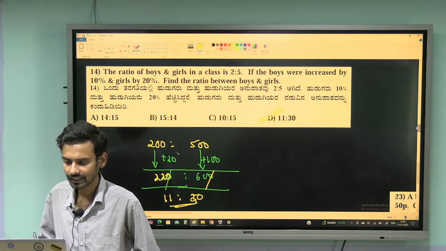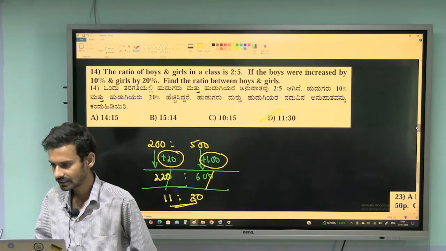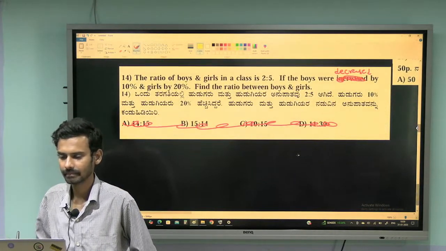This is also the case of increasing itself. But now I have changed the question into a decreasing case. Get me the answer.